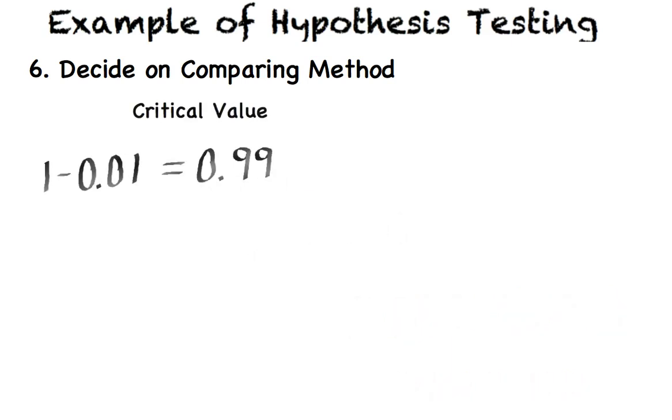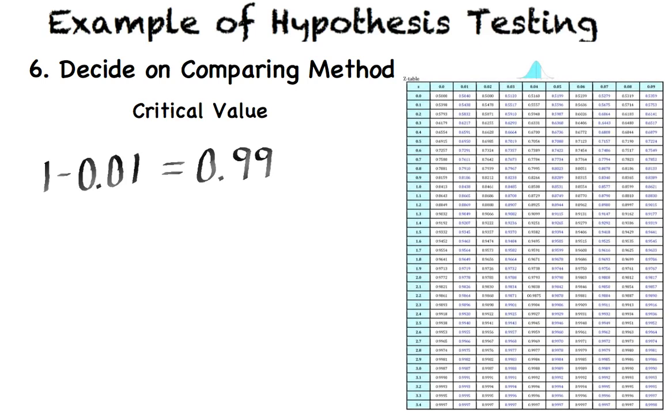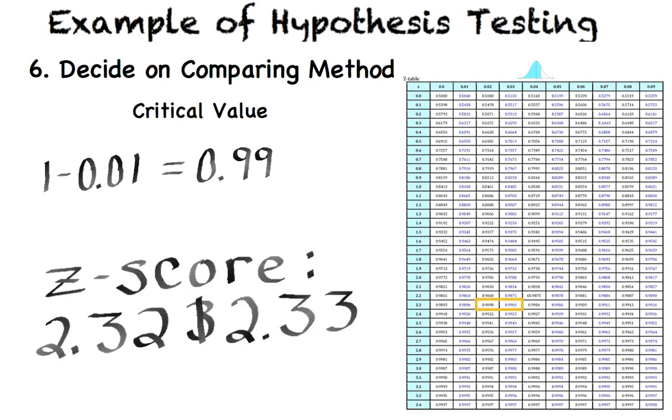Correct. Now let's do the critical value. We need to use the z-table. So we need to do 1 minus 0.01 because we're using the greater than tail, and we will be getting the result of 0.99. Note in the table we are needing to look for 0.99, and it's between the z-scores of 2.32 and 2.33.